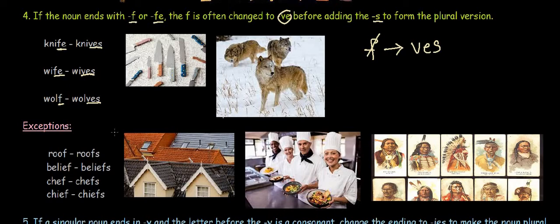But there are some exceptions. For an example, roof, you don't add VES, you don't cancel the F. You just write roofs, you add an S. Belief, you don't cancel F and add VES, but you write beliefs by adding an S. Chef, it's chefs. Chief, it's chiefs. So here in these words, we do not cancel the F and add VES. Instead, we simply add an S. And in most of these words, you can find a vowel before the F.